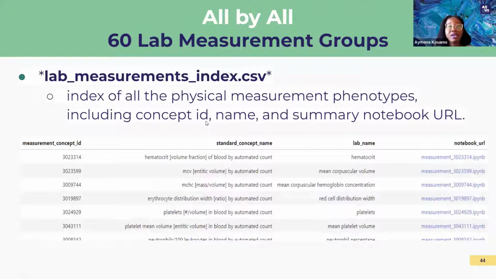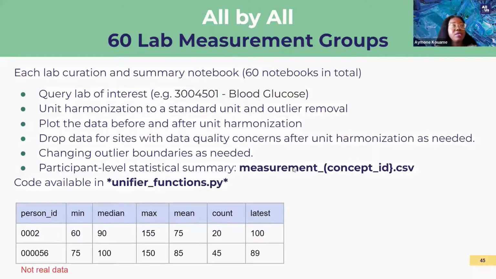That doesn't mean 60 concept IDs, because some concept IDs did belong to the same group, so they were queried in the same notebook. But with that, we queried each individual measurement in its own notebook instead of doing it in one notebook and then doing the summary separately. That's because we did not just query the specific lab of interest, we also performed several transformations on the data. And again, the code for that is available for you in the workspace.